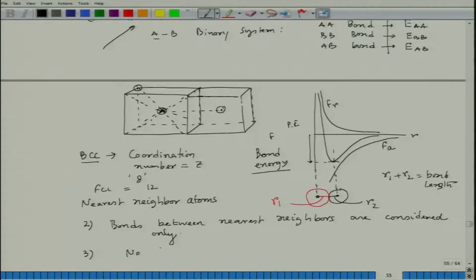apart from bond energy and nearest neighbor bonds, no other interactions are considered. No other interactions. There could be Coulombic interactions, there could be valence bond interaction, all sort of things will not be considered. So, no other interaction are considered.